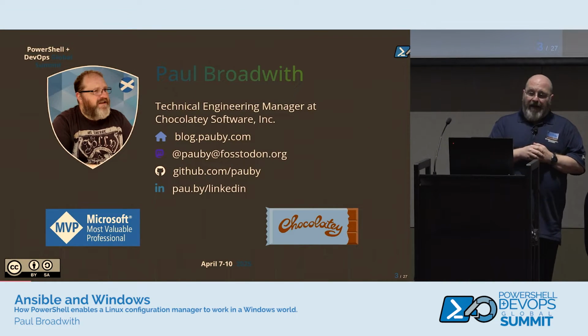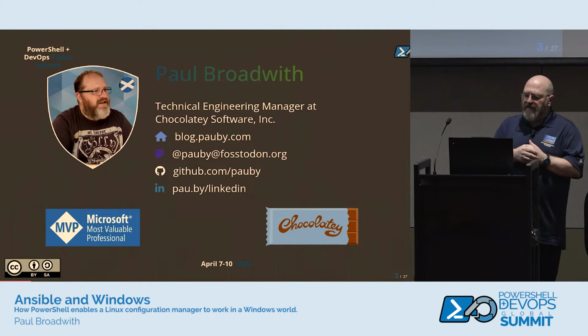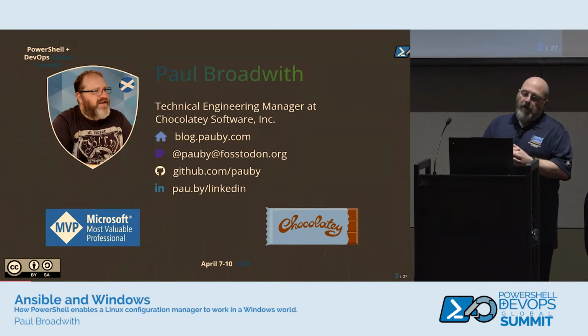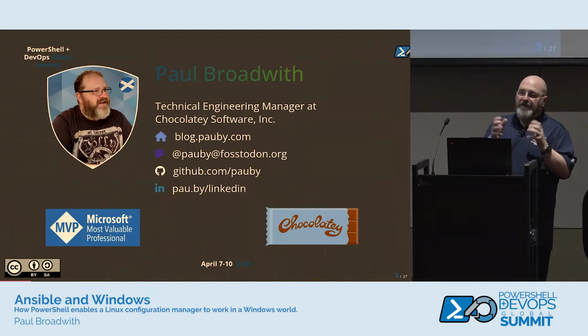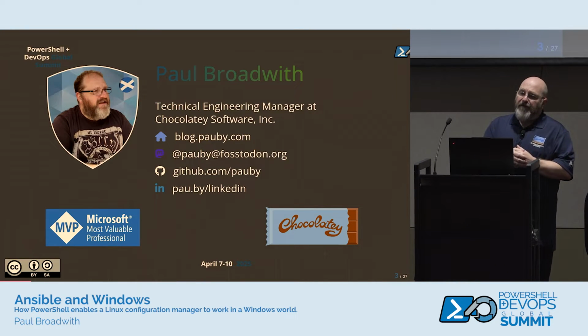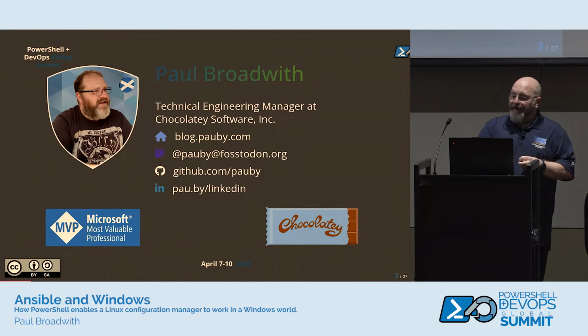My name is Paul Broadwith. I'm the Technical Engineering Manager at Chocolatey Software, one of the sponsors today. All my details are on the screen, but I'm based in Glasgow in Scotland, and I've got 34 years in IT, primarily in operations and infrastructure. Just prior to joining Chocolatey, I was a PowerShell developer and contractor for a couple of different companies for about 3 years. I'm also still a Microsoft MVP for Cloud and Data Center, primarily for my work in PowerShell. It doesn't change until July, so we'll see what happens.